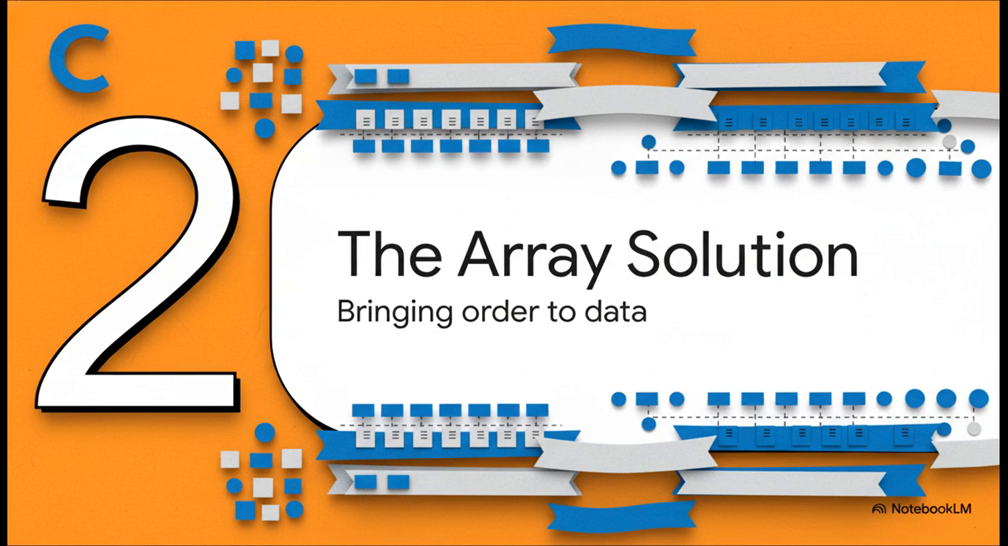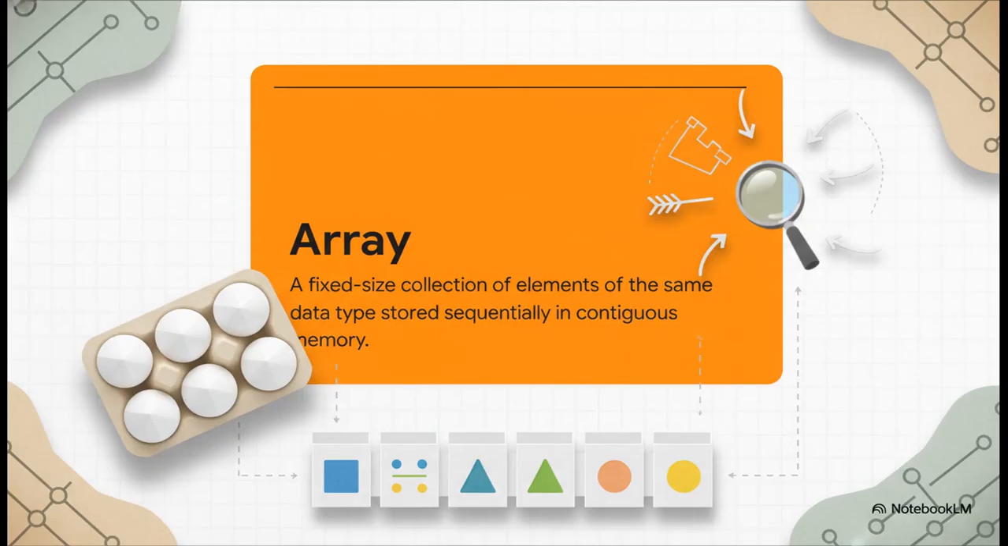Which brings us to Section 2, the array solution. Let's see how we can wrangle all that data chaos and bring some order back into our lives. So, what is an array really? Well, at its heart, it's just a container. And I love this analogy. Think of it like an egg carton, right? It's got a fixed number of spots. Every single spot holds the exact same type of thing, an egg, and they're all lined up, one after another, nice and neat. An array does precisely that, but for data, inside your computer's memory.